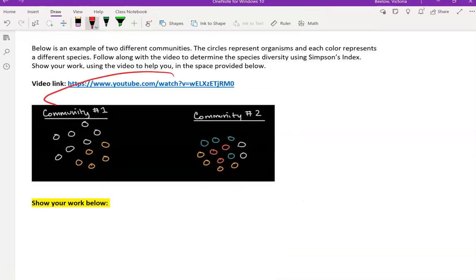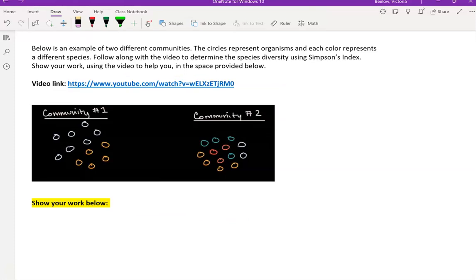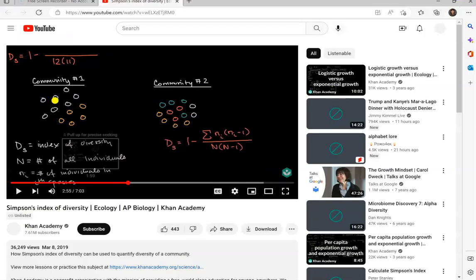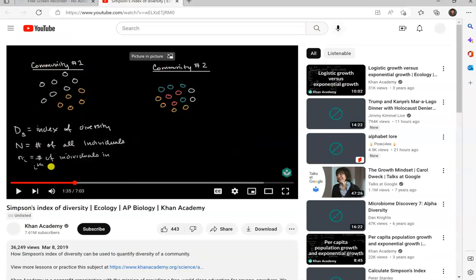So this video here, make sure you watch that and go ahead and show your work in this space for how to calculate the species diversity. Now in the video, he does use slightly different values for those things. So for D, he has this little S on it. You don't need to include that. And then the N, he has this little I on it. You don't need to include that either.